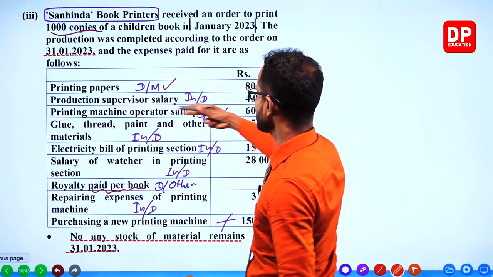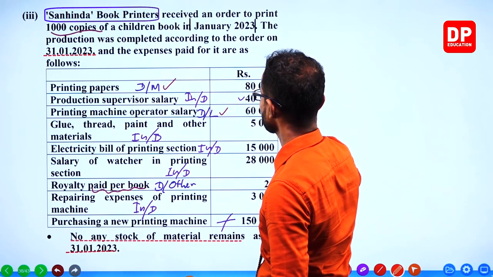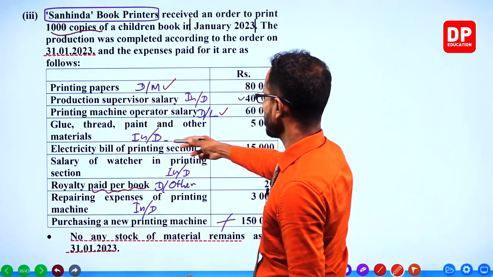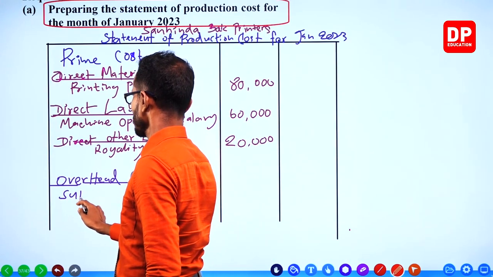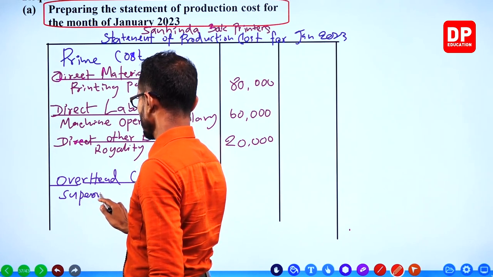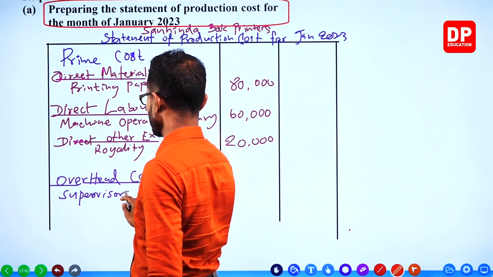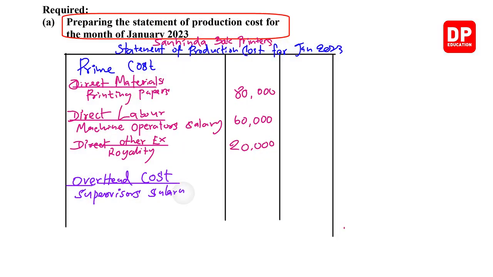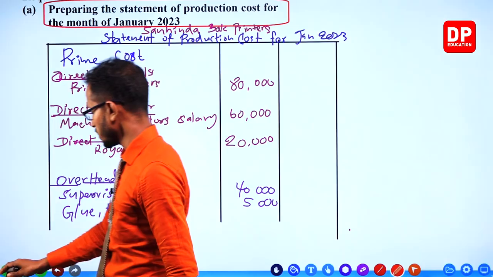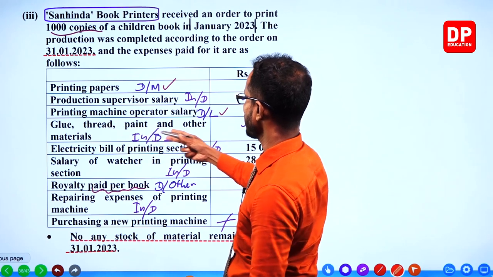Here we go. Production supervisor salary, 40,000. Take it. Indirect material, 5,000. Take it. Indirect material is glue, thread, paint, and other material. All the materials given. 5,000. Yeah, what else?